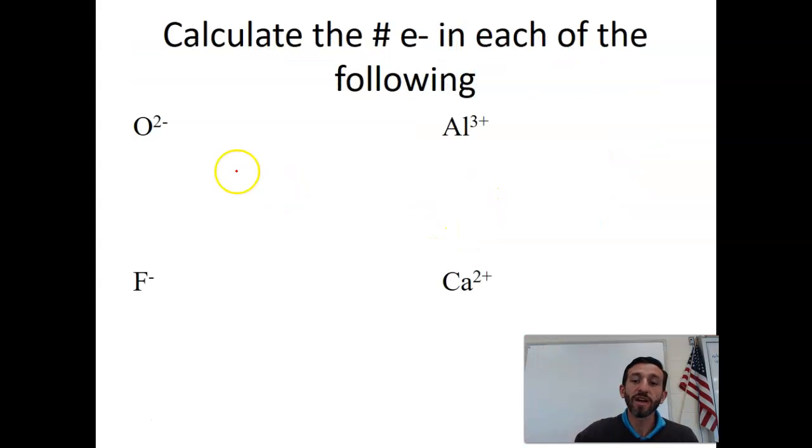I'm going to do the top 2, then I want you to pause it and try the bottom 2. So oxygen, if I find oxygen in the periodic table, it is atomic number 8. And then aluminum is going to be atomic number 13. I'm just writing the atomic number. I'm not worrying about the mass right now. I'm just going to try and figure out how many protons and how many electrons this has.